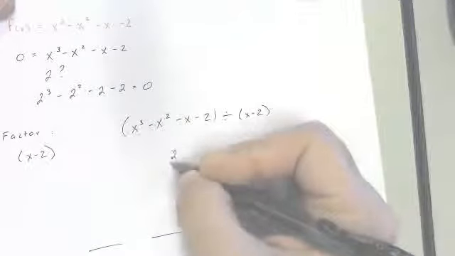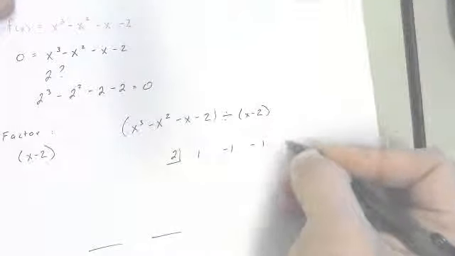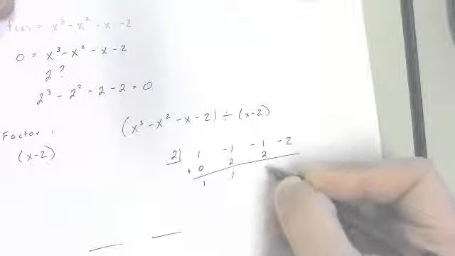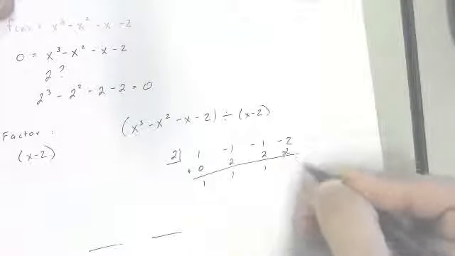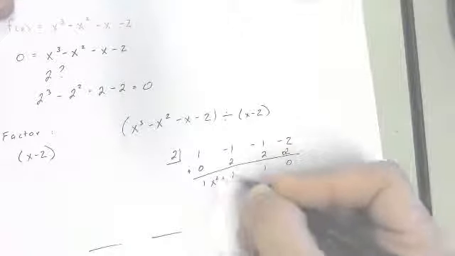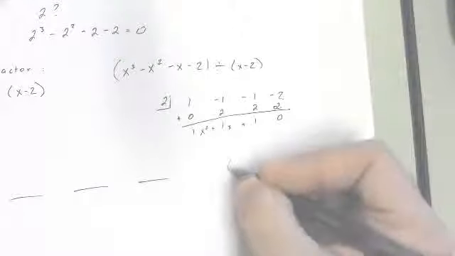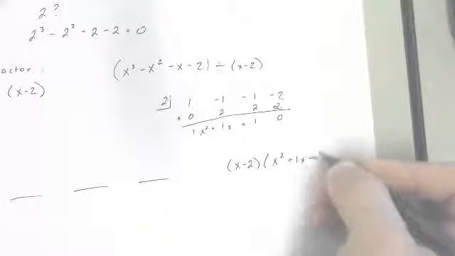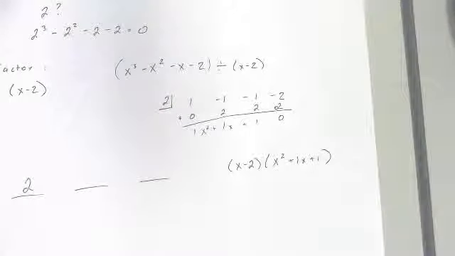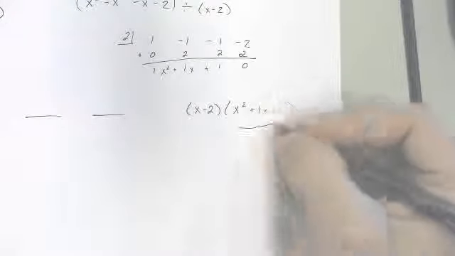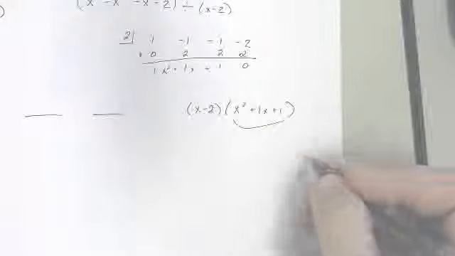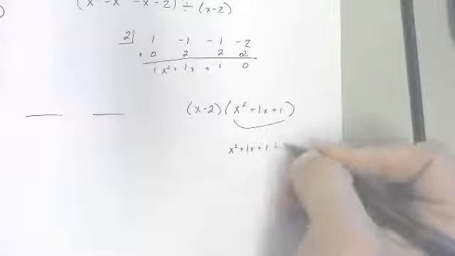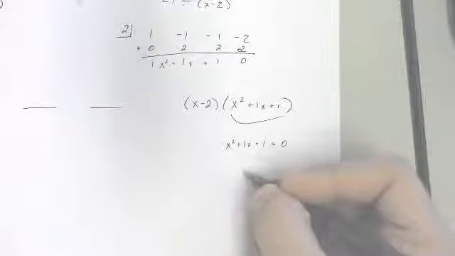Okay, long division. 1, negative 1, negative 1, negative 2. 0 there. Makes a 1 and a 2, a 1 and a 2, a 1 and a 2, 0. So this is x squared plus x plus 1. So in factored form, I have x minus 2 times x squared plus 1x plus 1. By the way, one of my zeros is 2. Now, I can't factor this further. But there's an x squared there. So I've got to start thinking about, well, can I solve that equation? Well, sure I can, using the quadratic formula.